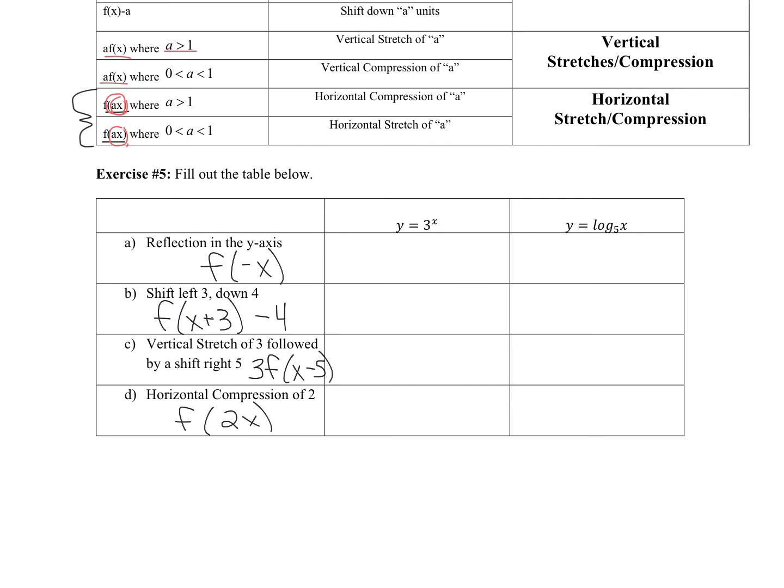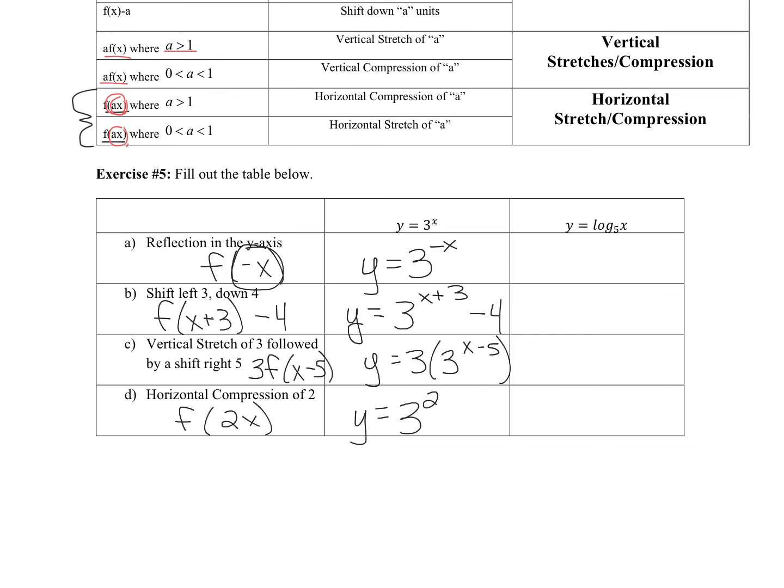So looking through our 3 to the x, this one should be 3 to the negative x. I'm going to make wherever x is negative. This one is going to be where the x is, up in the exponent, x plus 3, and then minus 4 tacked on the end. Here, I'm going to put a 3 in the front, and then I'm going to do 3 to the x minus 5. Parentheses are not really necessary because the exponent would happen first anyway in PEMDAS, but I put them there. And then this one is 3 to the 2x. So right where the x is, I make it 2x.